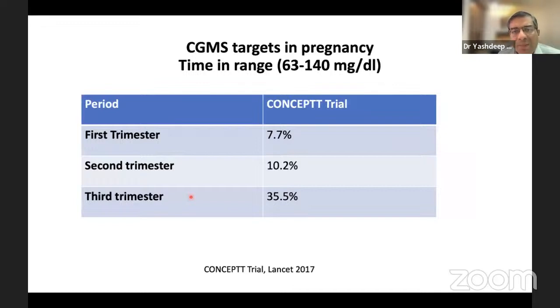This is again the same CONCEPT trial where CGMS was used during the whole pregnancy. In the first trimester, only 7.7% of women achieved that sort of target, more than 70% in the 63 to 140 range. In the second trimester, slightly improved figures, 10.2%, but again 90% were not in that time in range. In the third trimester, relatively more women achieve this sort of target, but still 65% are not. And the third trimester is too late to afford maximum benefit for the mother and the neonate to reduce complications.